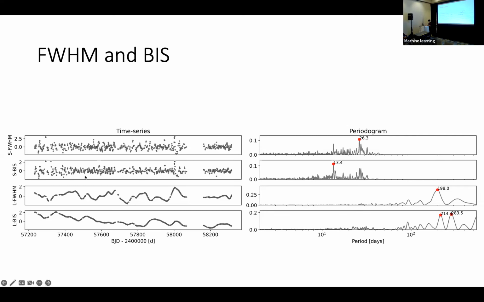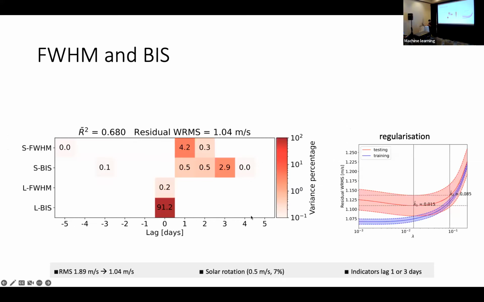And to do a comparison between the FIESTA indicators and full width half maximum and bisector span, we do the same analysis, but we don't need principal component analysis because we only have bisector span and full width half maximum. But we still do a low pass filter to separate the stellar rotation effects and the long-term effects. And this is a result similar to the previous one, except that the weighted RMS increased a little bit to 1.04 meters per second. And we observe a one day lag in the full width half maximum and a 3-day lag in the bisector span.